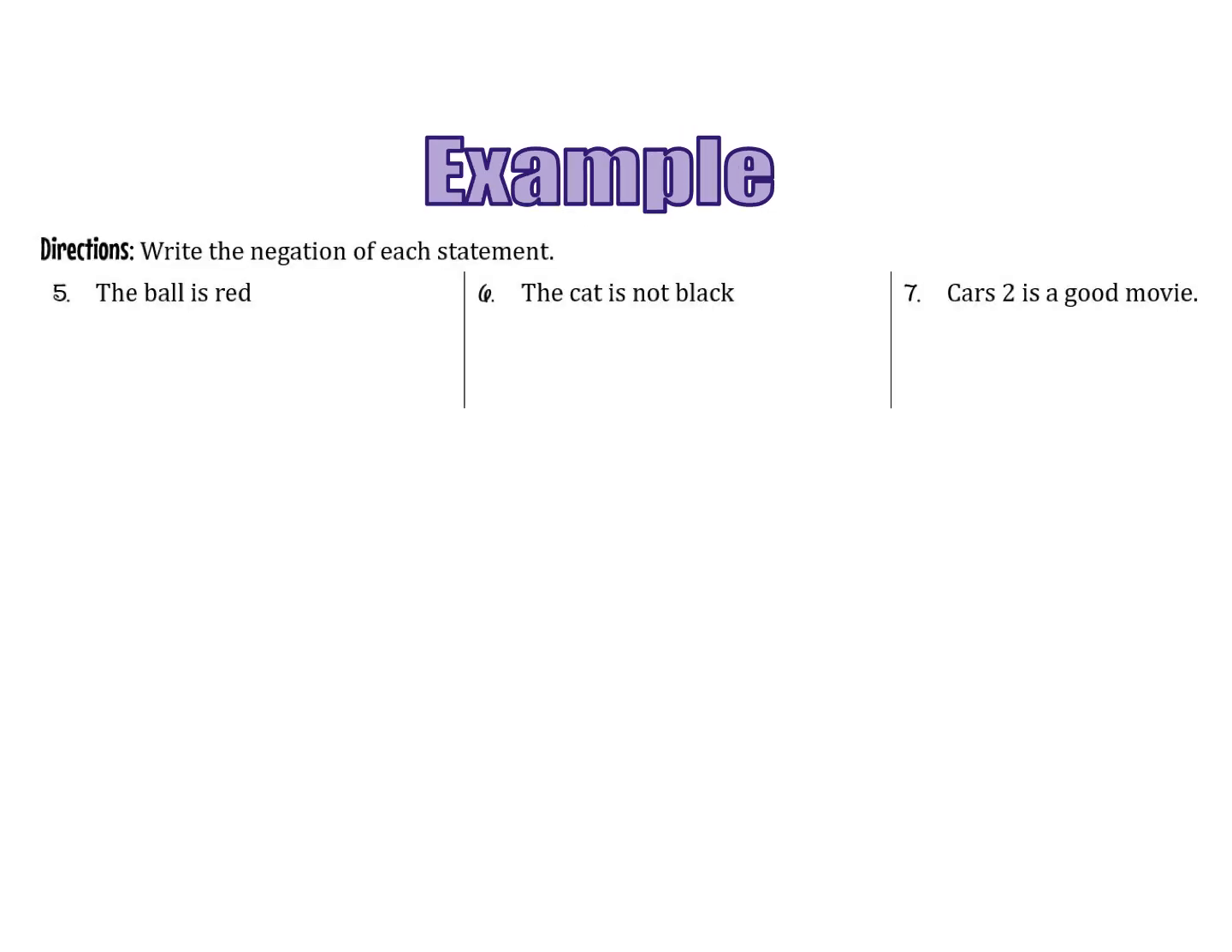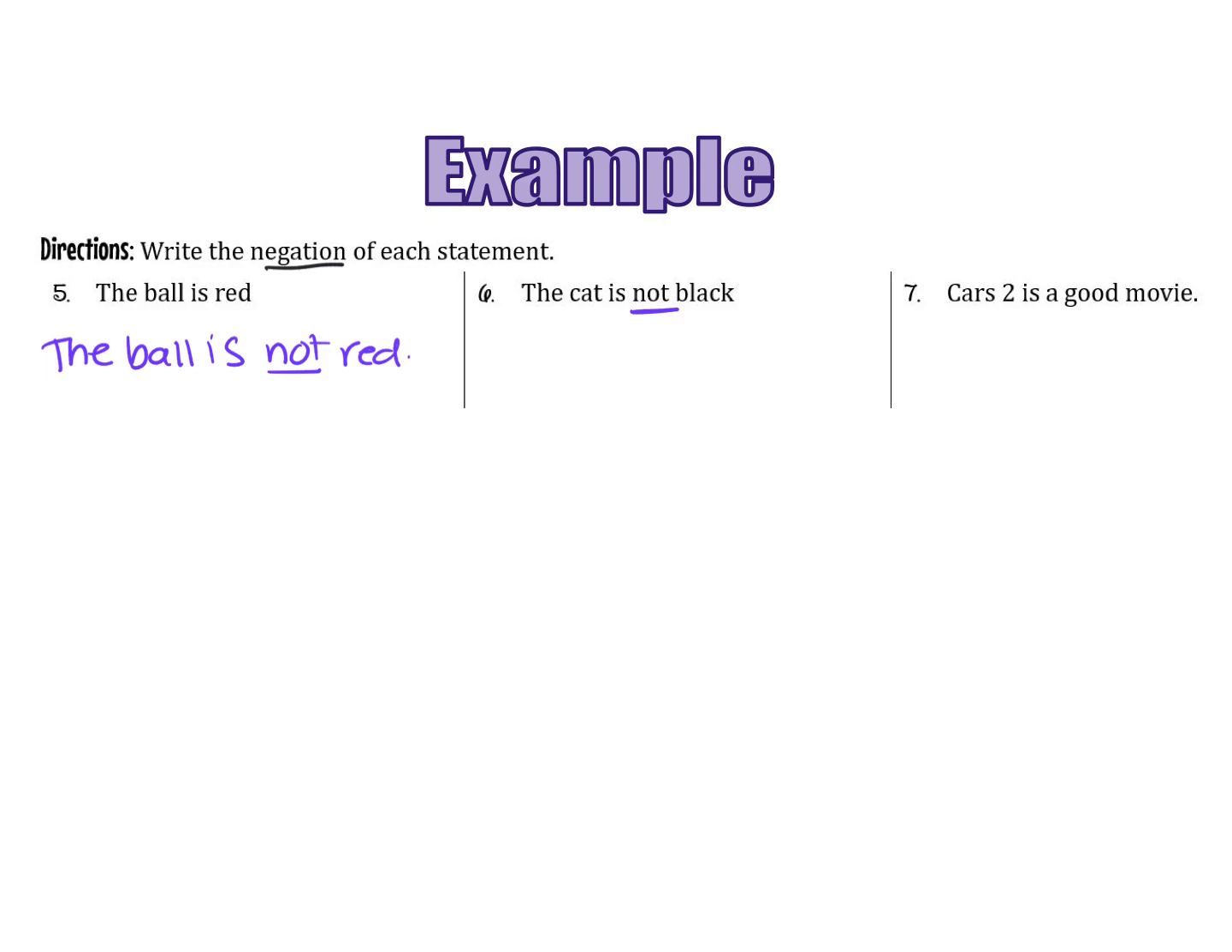Now that we've talked about hypothesis, conclusion, and if-then statements, we're going to move on to negation. So the negation is just the opposite of what is currently written. So number 5 says the ball is red. The negation of that would be the ball is not red. Number 6 says the cat is not black. So the negation would say that the cat is black.